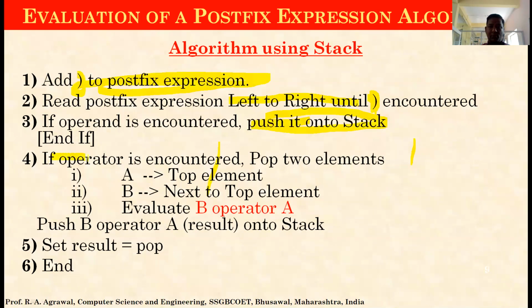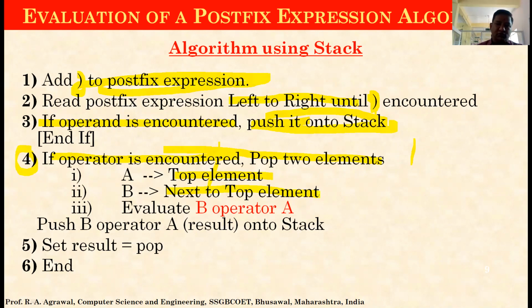If a mathematical operator is encountered, then what will happen? This is very important, so just understand step number 4. Whenever an operand is encountered in step number 3, we push it on the top of the stack. But if an operator is encountered, we have to pop out two elements from the top of the stack. Now, how to pop out? Here A will be the first top element and B will be the next to the top element. Means A is the topmost element and B is the next to top element.